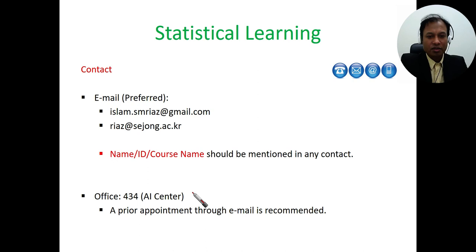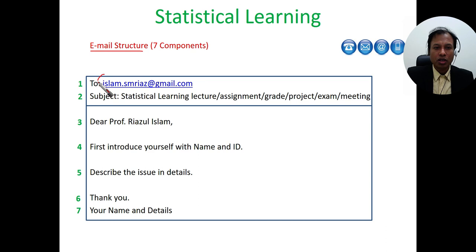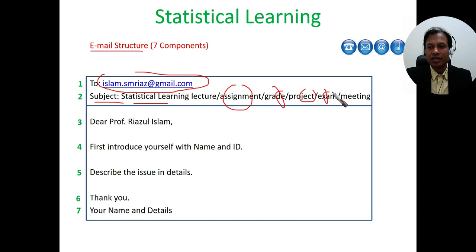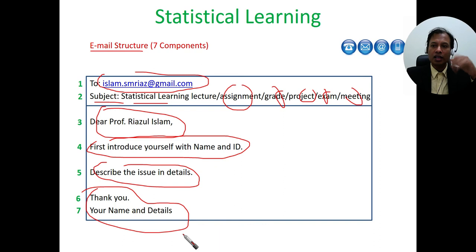And then you have this email structure. Please don't send nonsense and very inconvenient and unprofessional emails, which I don't like. So this is the email structure. This is my email address, and then you provide the subject line. You know, there is a subject line. You write your statistical learning lectures. Maybe you are talking about an assignment, grade, or project, or exam, or meeting, or whatever. You just explicitly say it. And then you mention my name, Professor Yazid Islam. Then you introduce yourself with your name and ID, and then what is your issue? Describe that in detail. And again, it's good to give your signature, your name and details. So that's the email structure that you are going to follow.